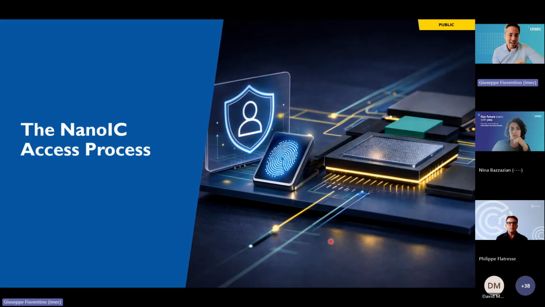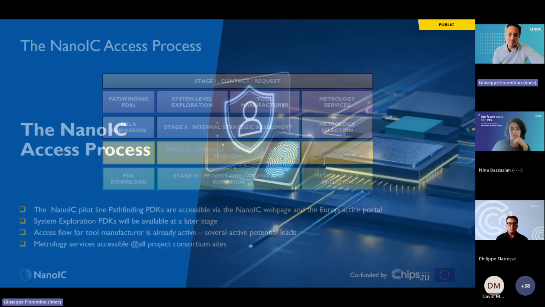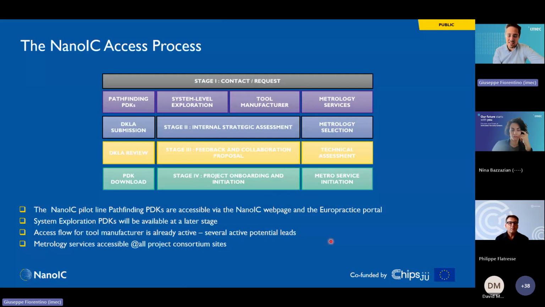Let's go to the access process, because I think I'm running short on time. How do we make sure people can access these services? Well, we have developed over the last year and a half, 2 years, a quite detailed access flow. Everything starts from our contact request form that can be accessed via our website. And already here you can see the different paths opening. You can look for pathfinding PDKs or for system level exploration, access for tool manufacturers, and also metrology services. All of that is offered in the NanoIC Pilot Line.